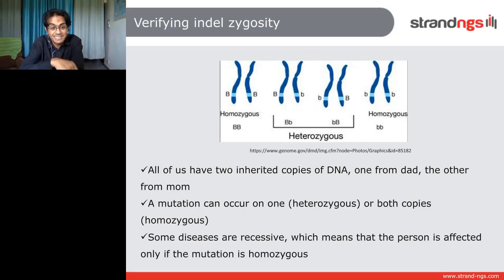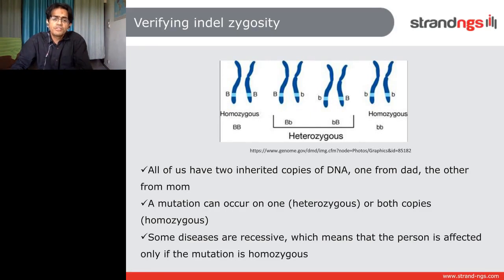Now coming to diseases, the whole point of this exercise is to actually detect genetic disease. Some diseases are recessive, that means that the person is affected only if the variant is homozygous. So the variant is on both copies of the DNA, not just on one, right? And if there's a recessive disease, sometimes you actually have to go back and verify that the particular variant is actually homozygous. If it's heterozygous, then it means that the person is not affected, he's just a carrier.